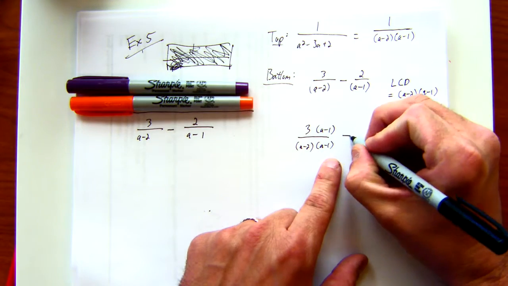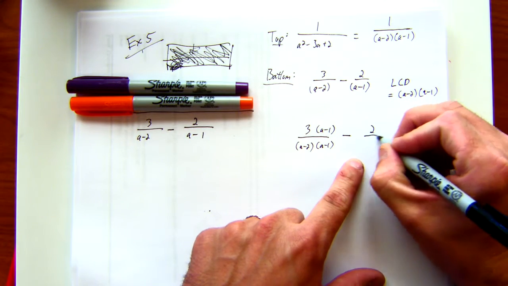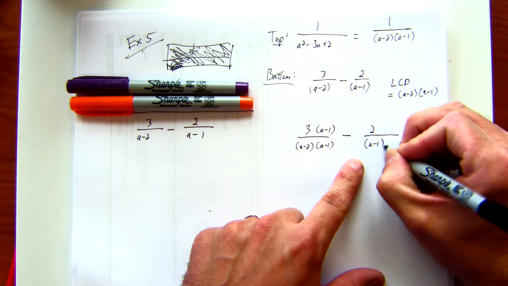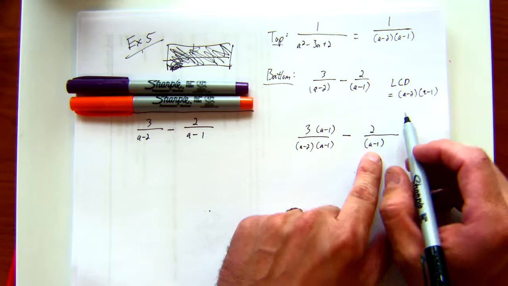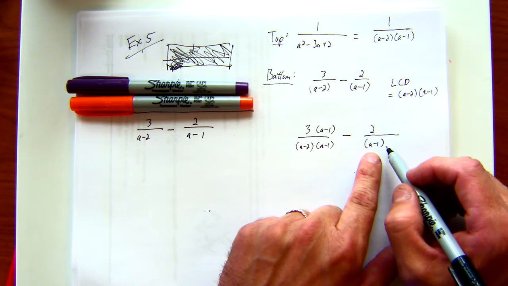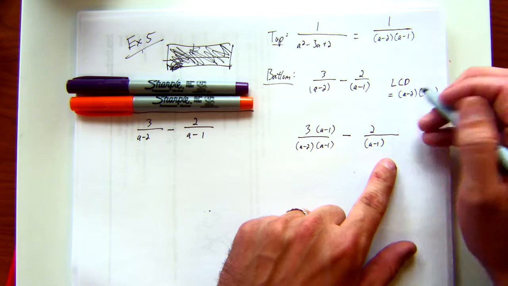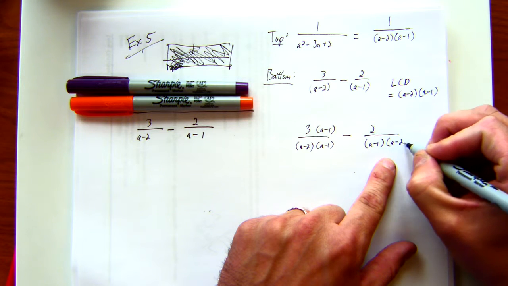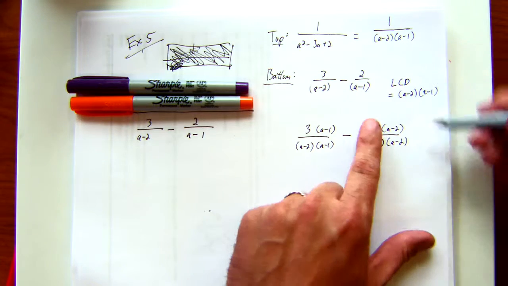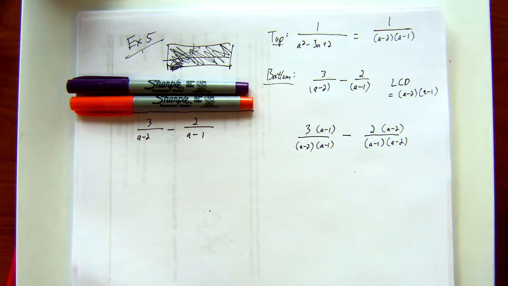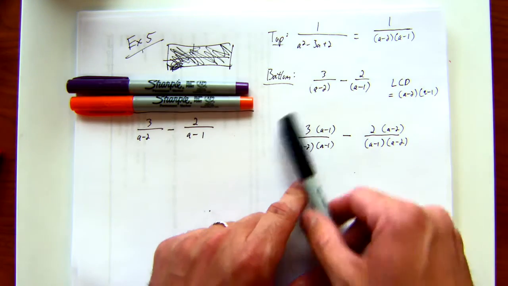Now I'm going to subtract. I'm going to have 2 over an a minus 1, just rewriting what I already have. But then I look, what is it I need to have on my denominator? The a minus 2. I'm multiplying the second fraction by a minus 2 over a minus 2. Everybody okay for now? This is basically what we did on Tuesday.